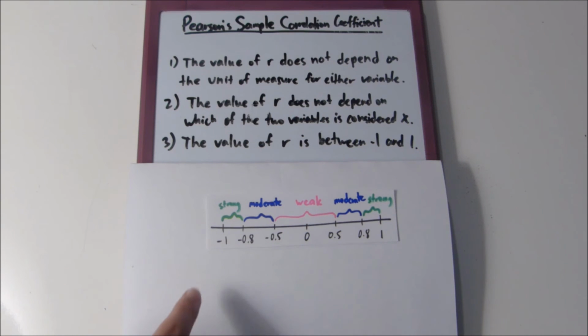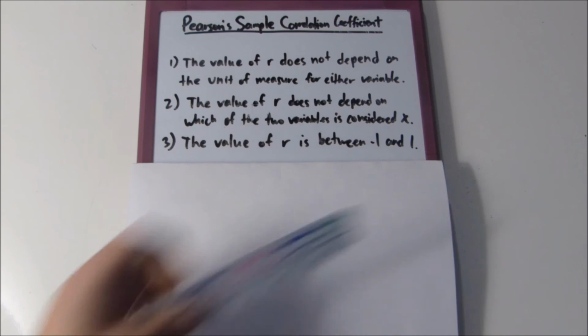And then as you're continuing down the negative side, you would see that anything between -0.5 and 0 would be considered a weak negative relationship. Anything between -0.8 and -0.5 is a moderate negative relationship, and -1 and -0.8 is a strong negative relationship. Cool.